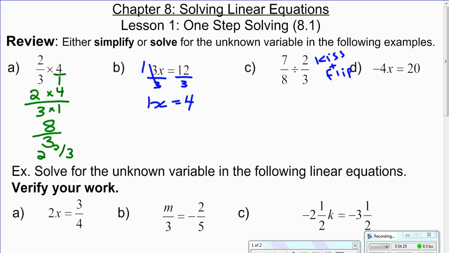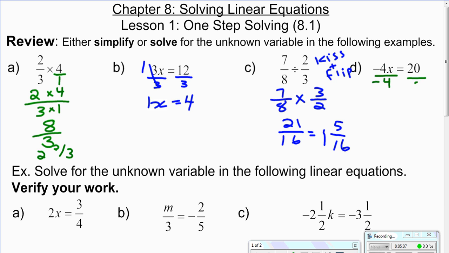What that means is the first fraction stays as 7/8, divide becomes a kissy face, or times, and 2/3 flips. We take the reciprocal. Now it's just like a regular fraction multiplication, numerators with numerators, denominators with denominators. If we put it into lowest terms, 1 and 5/16. Okay, the last one, again, negative 4 times x equals 20. We need to cancel out the negative 4, and to turn it into 1, we need to divide it by itself. So negative 4 divided by negative 4, and 20 divided by negative 4.